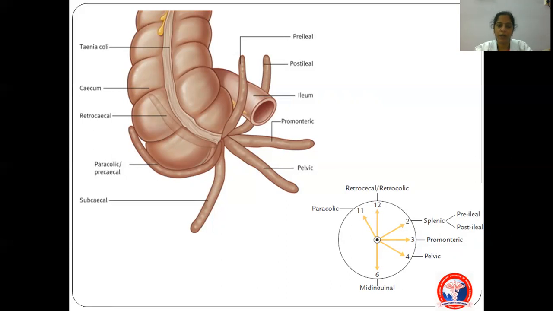They are the paracolic, the retrocecal or retrocolic, splenic type. Within that we have pre-ileal, post-ileal type, promontoric type, pelvic type, midinguinal type. Within that, the commonest type is the retrocecal or retrocolic type. The second commonest is the pelvic type.